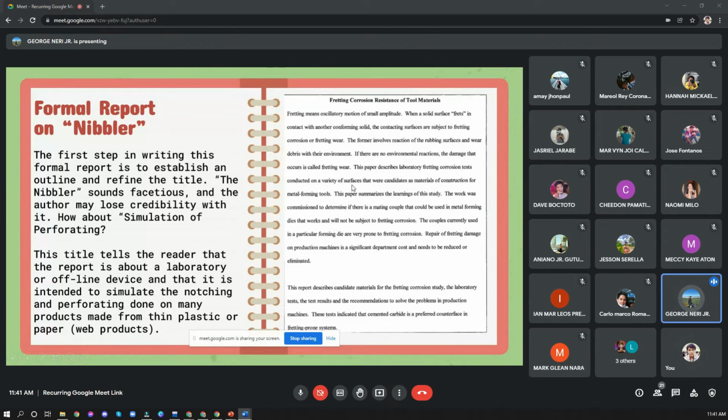So, another one guys: printing corrosion resistance of tool materials.